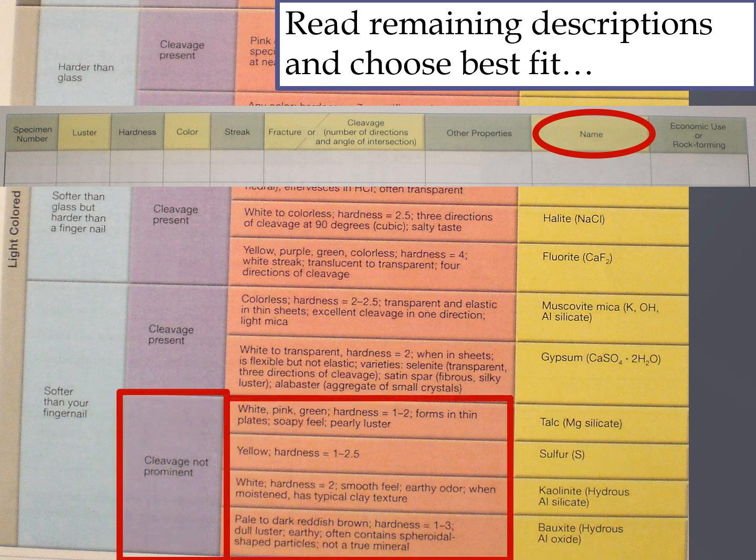And finally, after we have determined the luster, the hardness, the color, the streak, the amount of cleavage planes or lack of, and other properties, so the other properties would be the special properties, we can finally narrow this down to the actual name of our mineral.